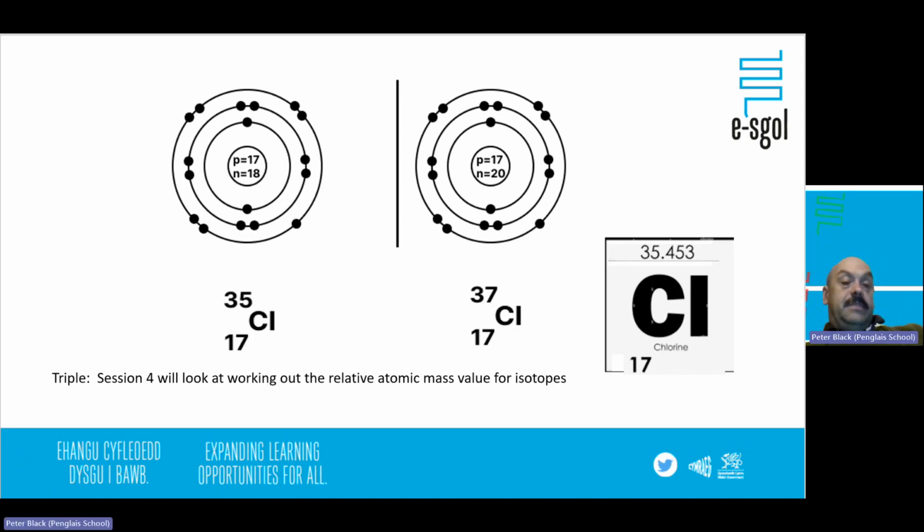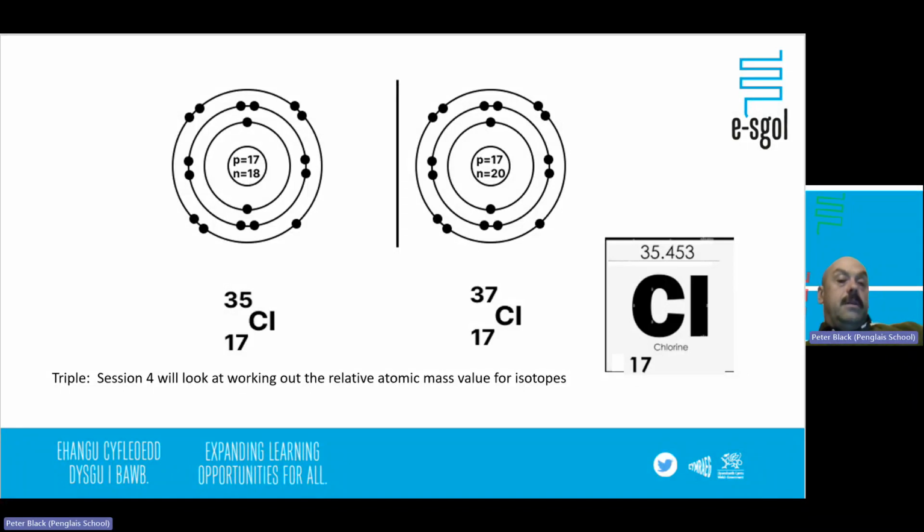Now, what I want you to notice here, those are the two. If I was to put atomic numbers, obviously both would have the atomic number 17. And if I was to put mass numbers, this isotope would have a mass number of 35, and this isotope would have a mass number of 37. So it's 17 plus 18 and 17 plus 20.